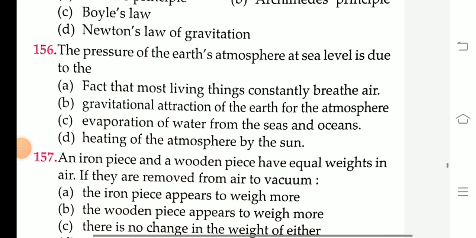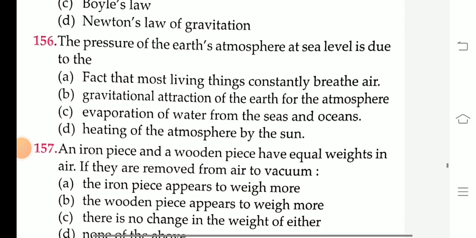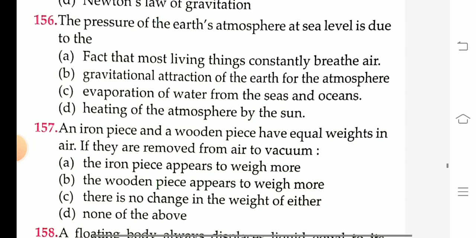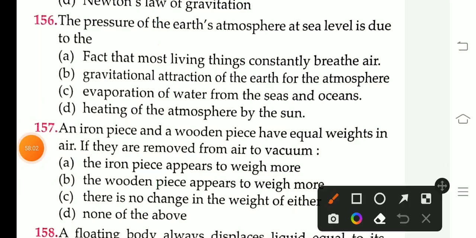The pressure of Earth's atmosphere at sea level is due to the gravitational attraction of the Earth for the atmosphere. Right answer will be option B.